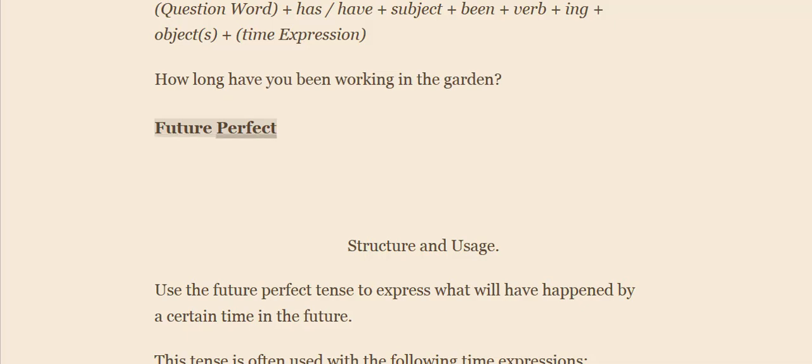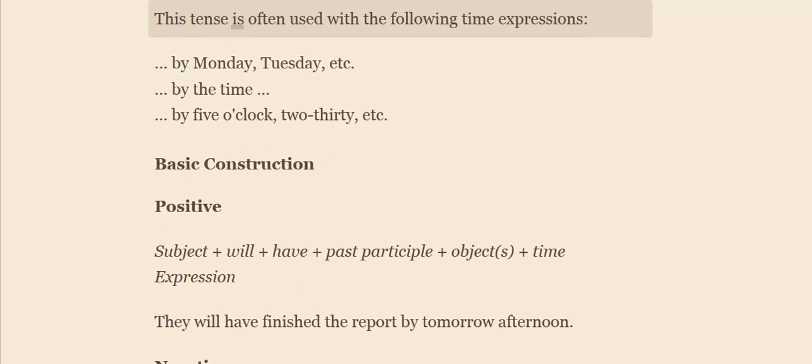Future perfect. Structure and usage. Use the future perfect tense to express what will have happened by a certain time in the future. This tense is often used with the following time expressions: by Monday, Tuesday, etc., by the time, by 5 o'clock, 2:30, etc. Basic construction: positive: subject plus will plus have plus past participle plus object(s) plus time expression. They will have finished the report by tomorrow afternoon.